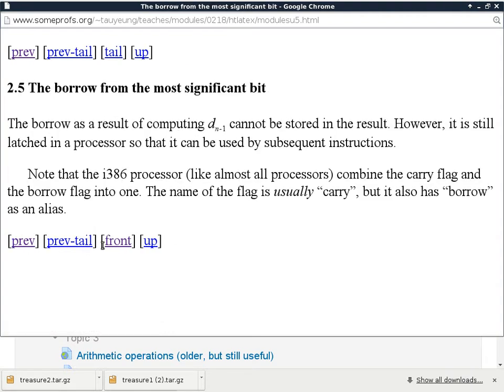So not too much new stuff here. The borrow from the most significant bit is kind of like the carry from the most significant bit for adding. It is not stored as a part of the result, but the processor does have one place to store that one bit, because in this case the borrow bit is actually very, very useful in a subtraction or a compare instruction, as opposed to the carry bit from an addition.